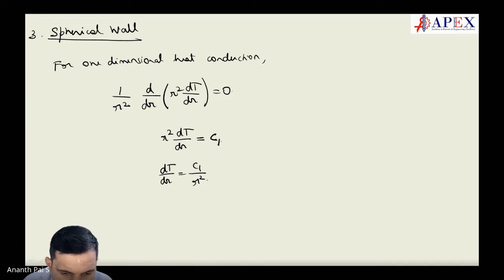I need to rush here because I have to complete by 11 o'clock. So all these things are general. You can see that. Now what happens? T of r, when you integrate, what you get? You have to do plus 1, right? T of r is equal to minus C1 by r plus C2.